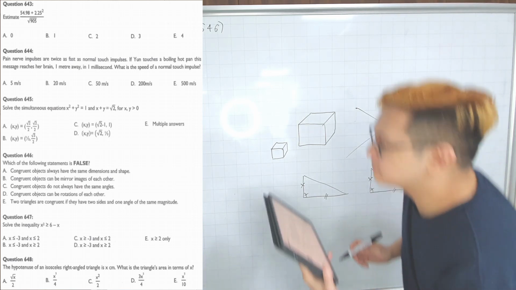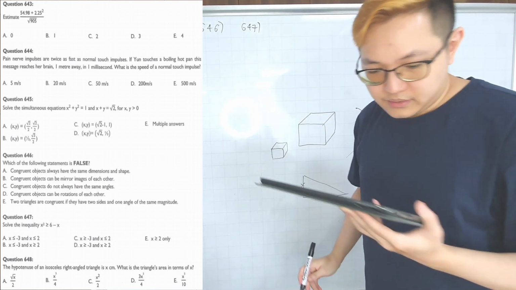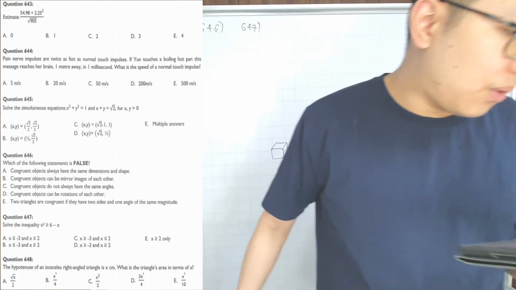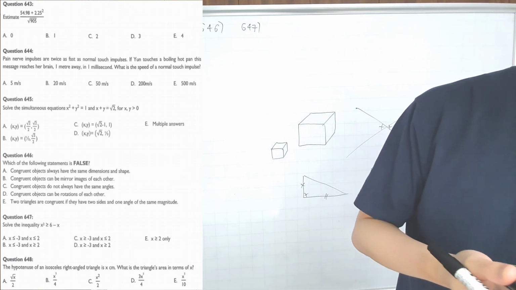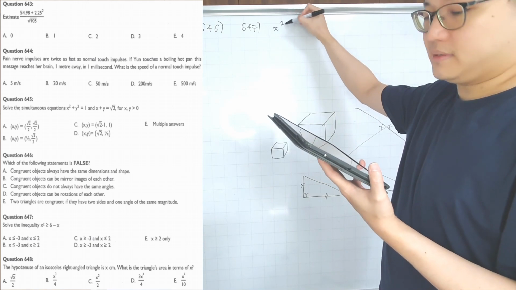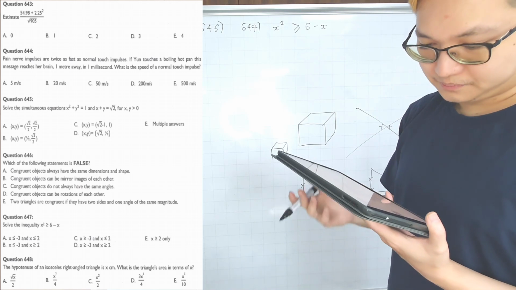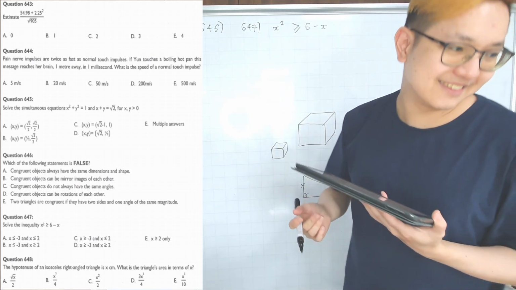Okay, question 647. You have to solve the inequality. So x squared bigger or equal to 6 minus x. Interesting.